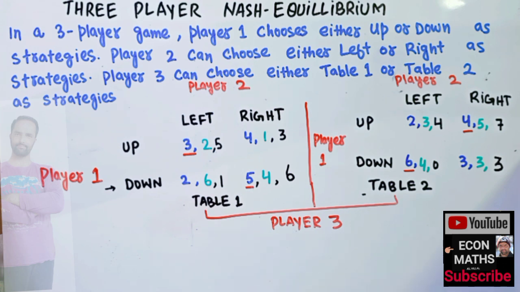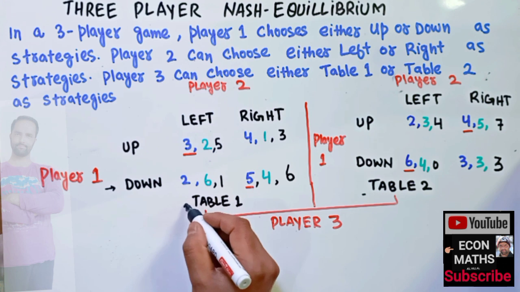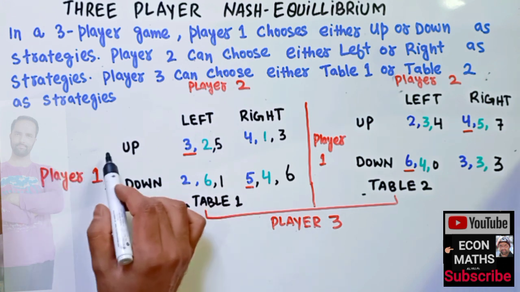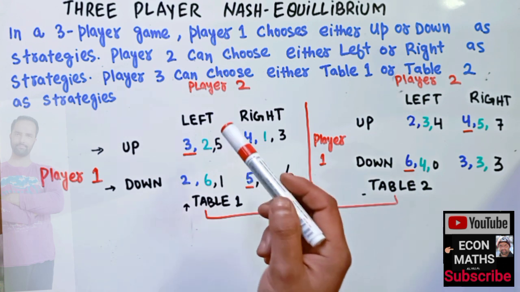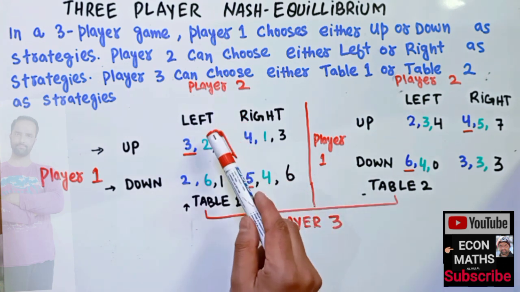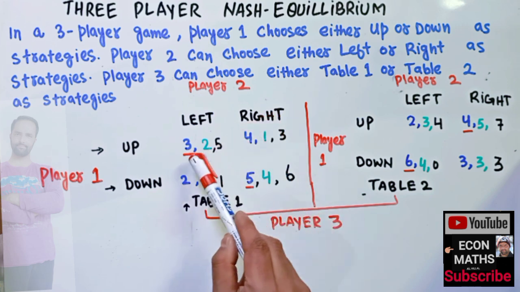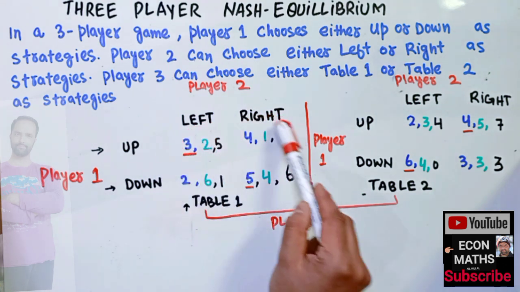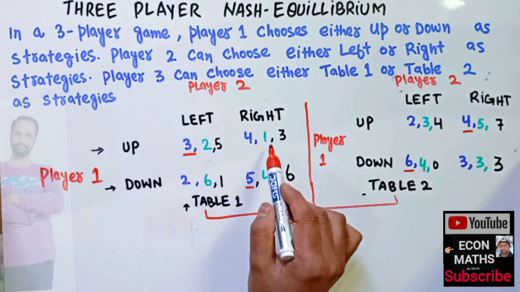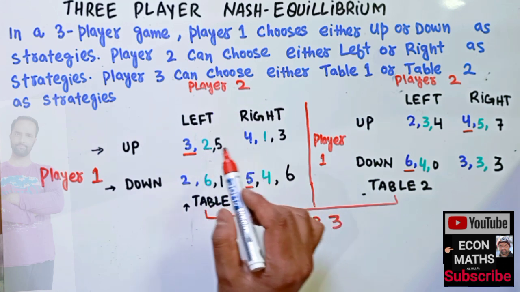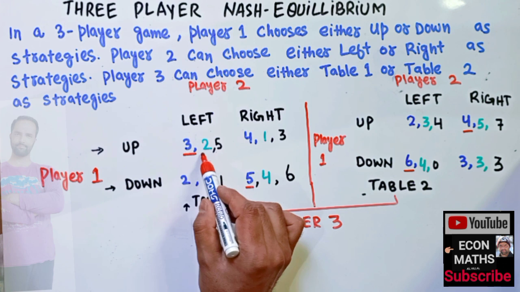Now let us suppose player 3 chooses table 1 and player 1 chooses up. This time player 2 has two options, either to go left or right. So we are concerned with these cells here. Obviously left gives him 2 as payoff, right gives him 1 as payoff. Obviously player 2 will choose left.